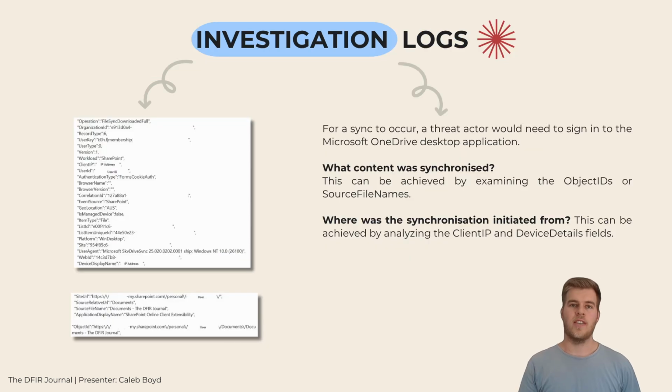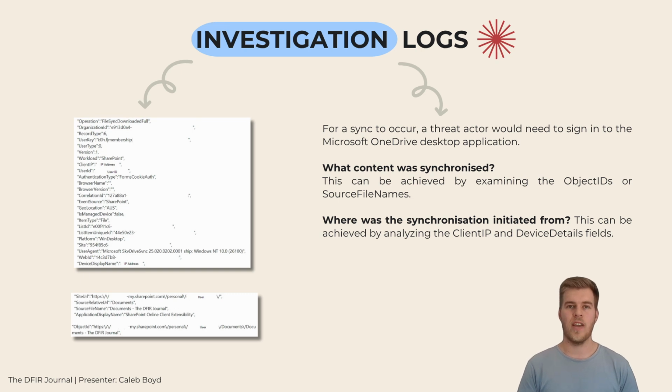From an investigative perspective, there are log sources available to help understand an incident when a sync has occurred. The first thing that we should talk about is for a sync to occur, there needs to be a sign-in to the OneDrive desktop application. So we can look for sign-in events to the OneDrive desktop application from suspicious IP addresses or IP addresses already attributed to threat actor activity. From there, we can work to understand the items that are affected from that sync.